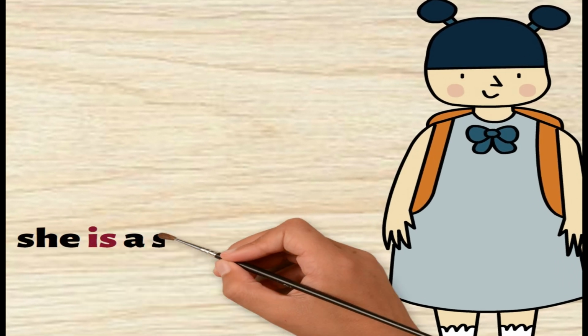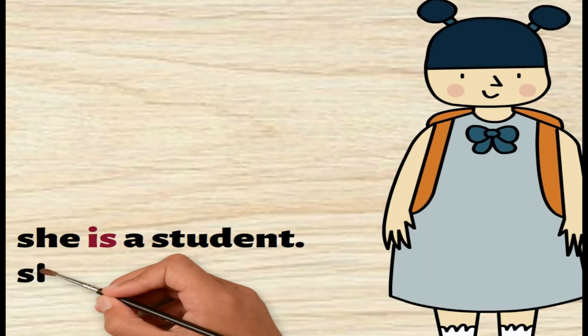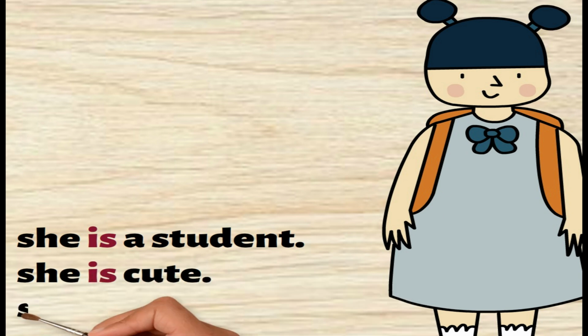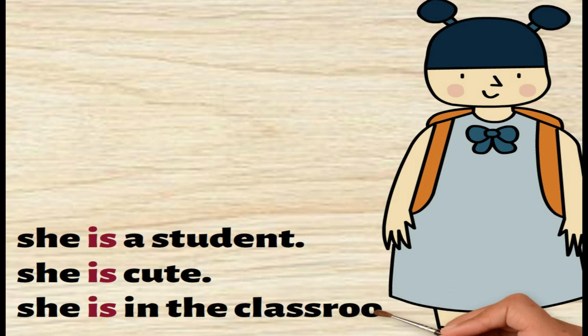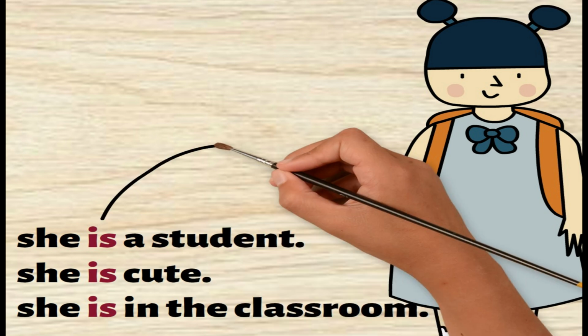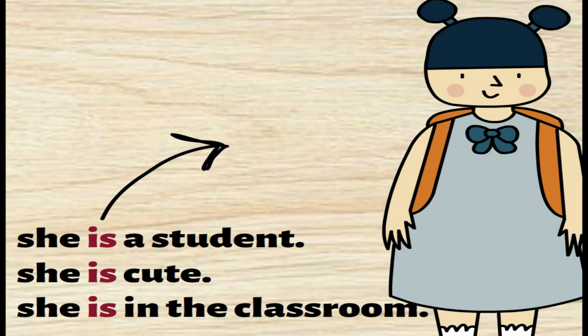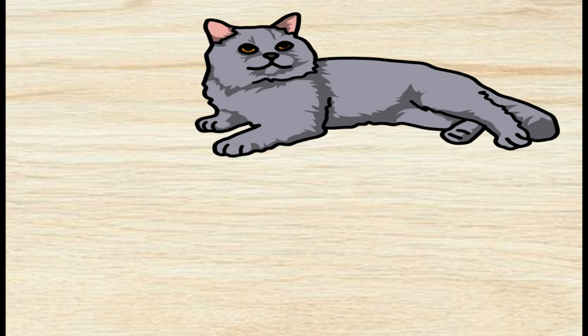Let's talk about the girl. She is a student. She is cute. She is in the classroom. And the short form of she is is she's. She's a student, she's cute, and so on.